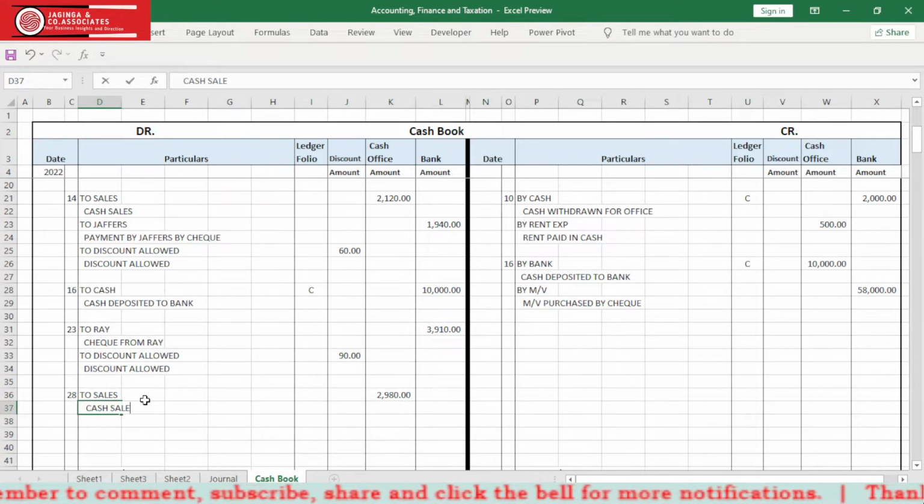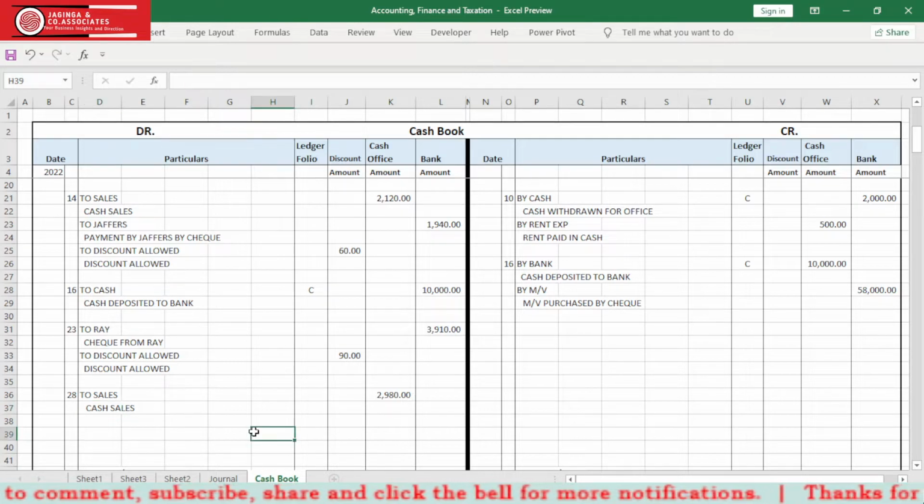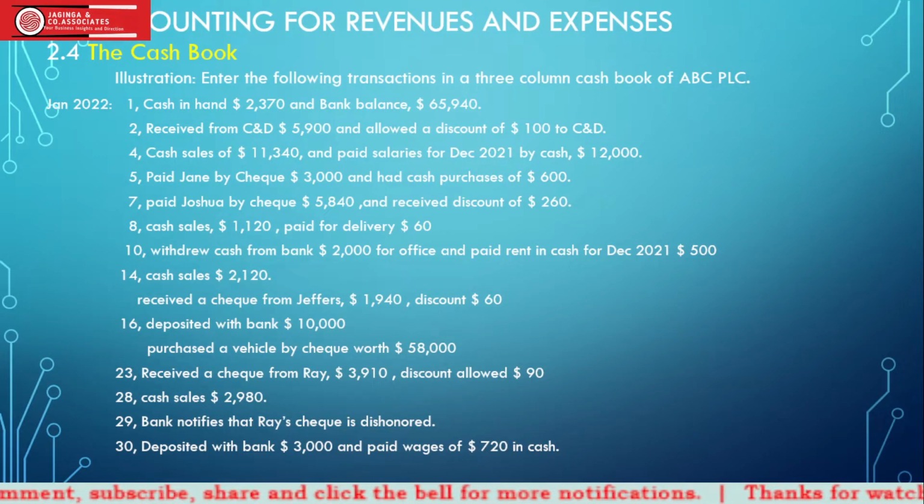Then the narration would say cash sales. And then on 29th, bank notifies that Ray's check was dishonored. So the amount that we were supposed to receive on 23rd, I never received it because Ray's check was dishonored. Maybe his account was not having any amount to pay as the 3910. So we need to reverse the check that we received from Ray.